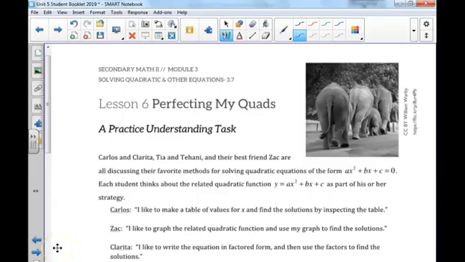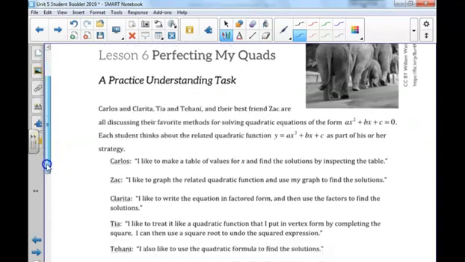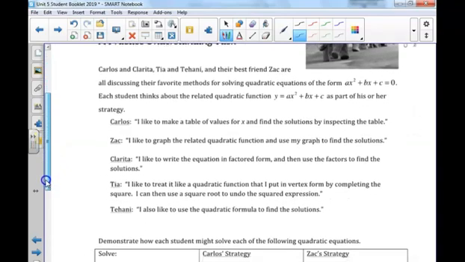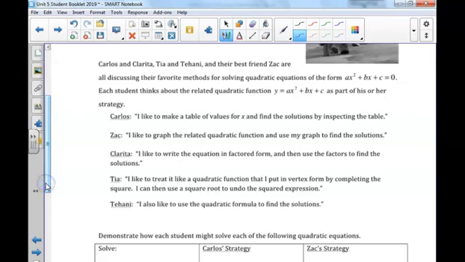In the introduction to this lesson, we are told that several friends are discussing their favorite methods to solving a quadratic equation, and they are all different. Carlos prefers to use a table. Zach prefers to use a graph. Clarita prefers to factor. Tia wants to solve by completing the square, and Tehani uses the quadratic formula. In this task, we are practicing our skills on solving a quadratic equation using all of these different methods.